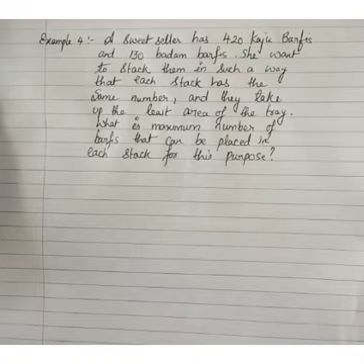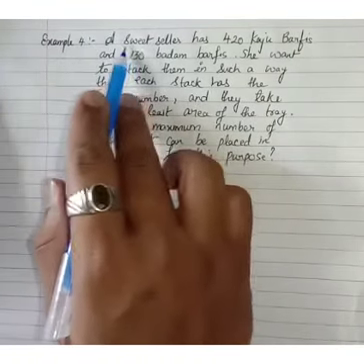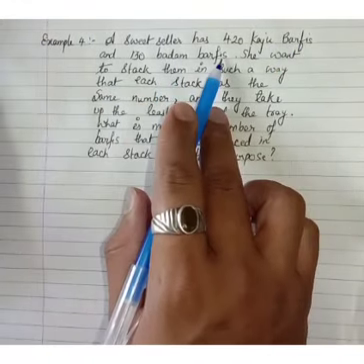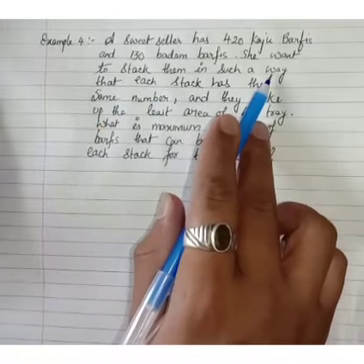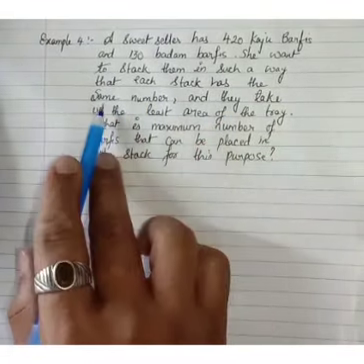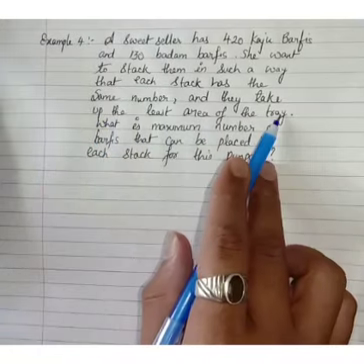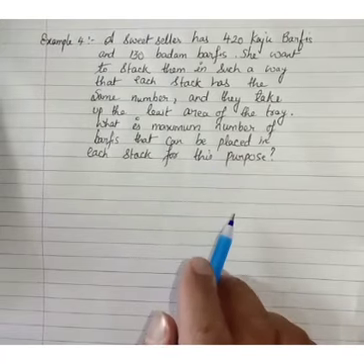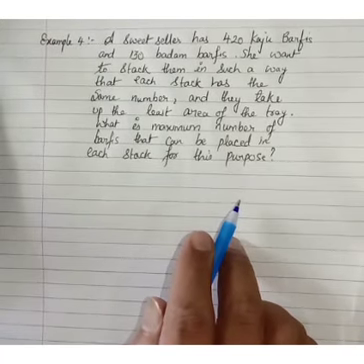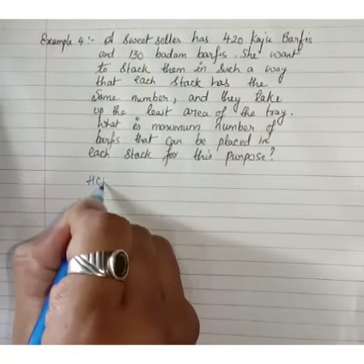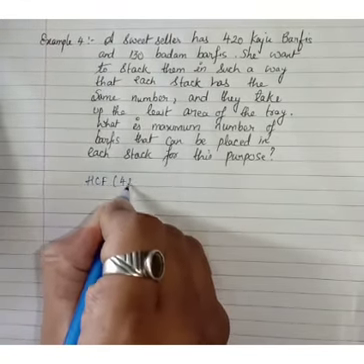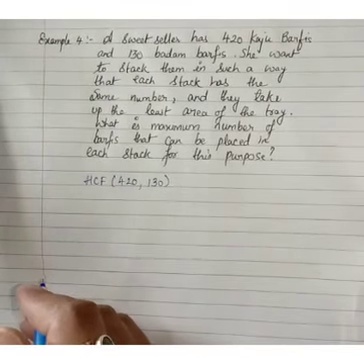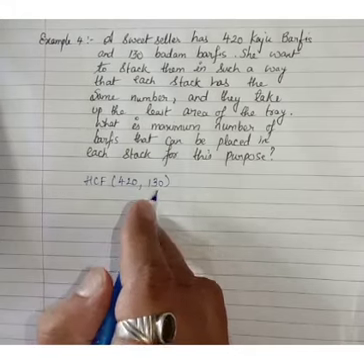So coming to our next example, that is example 4. A sweet seller has 420 Kaju Barfis and 130 Badam Barfis. She wants to stack them in such a way that each stack has the same number and they take up the least area of the tray. What is the maximum number of barfis that can be placed in each stack for this purpose? So it is simple. This type of question we used to find the HCF of the two given numbers, that is 420 and 130. But as of 10th standard, we will find out the HCF using Euclid's algorithm.